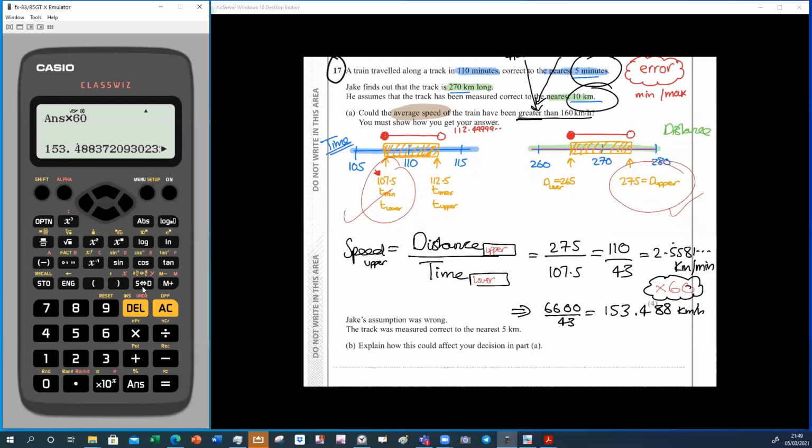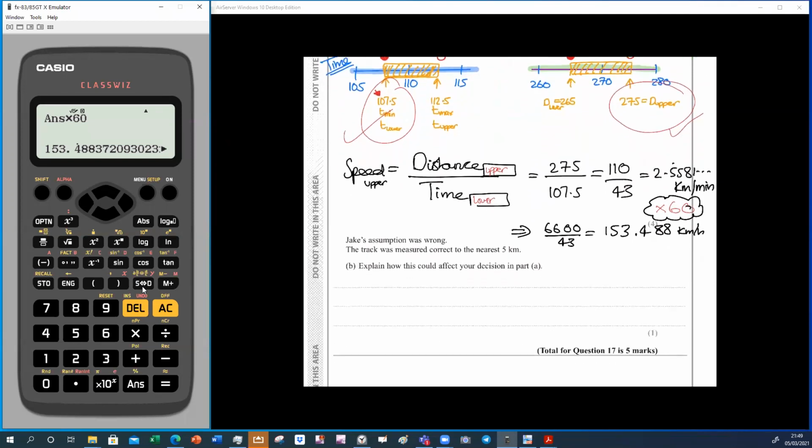Okay, now I finished the question off. They said, could it be more than 160? So we've maxed out the speed by using the upper bound. So what was our speed? Was our speed more than 160? No. So give me a little sentence then. We need to make a statement.